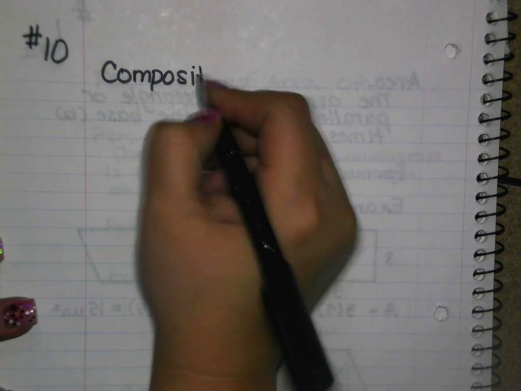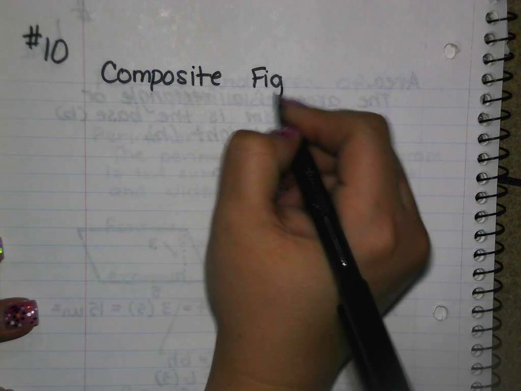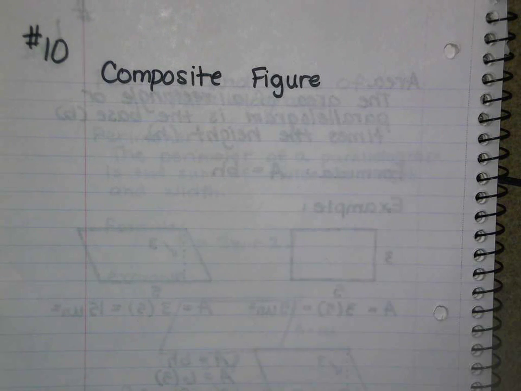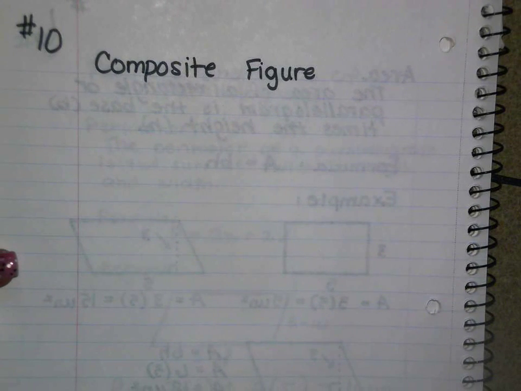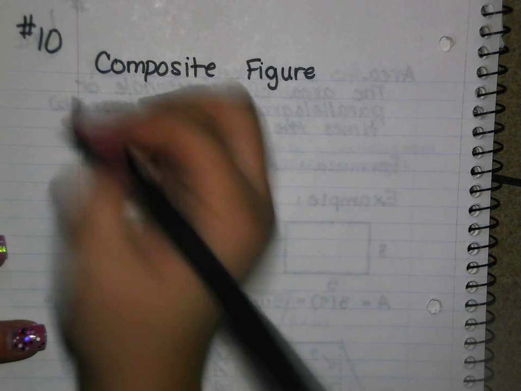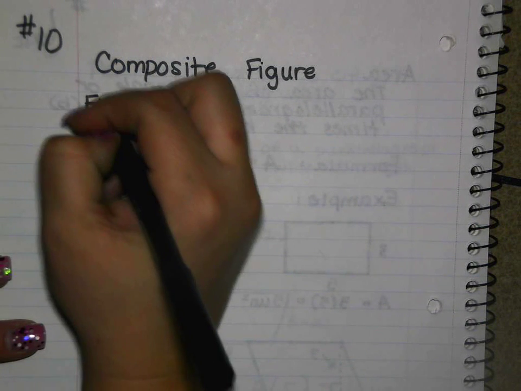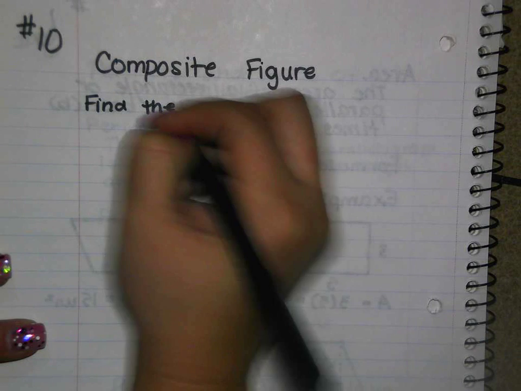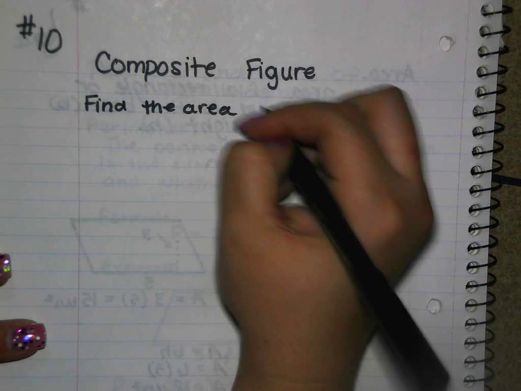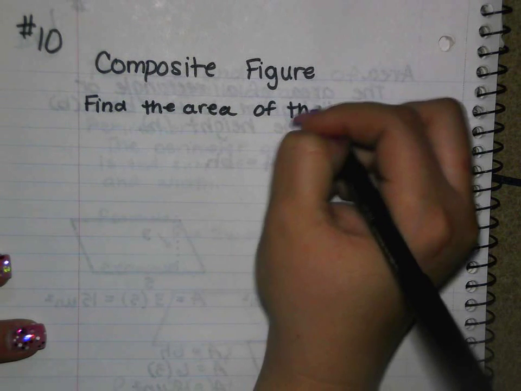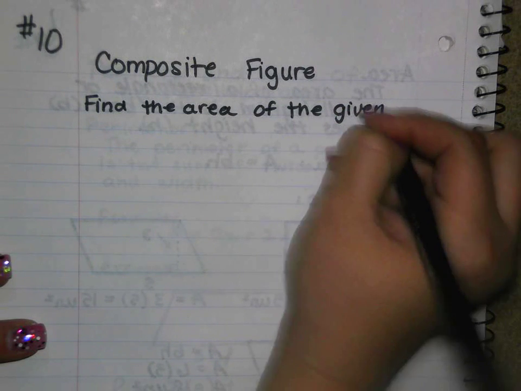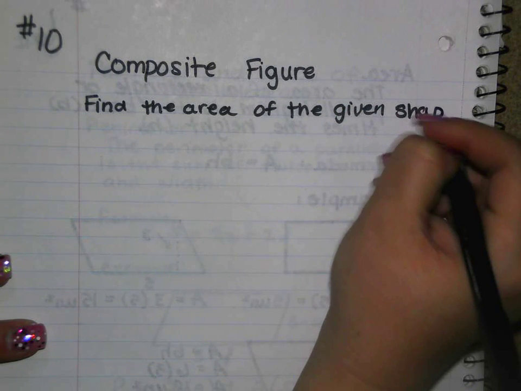And 10 is going to be talking about composite figures. Basically, composite figures are different types of figures that are made up of more than one two-dimensional shape. Let me show you, we're going to do this all by example. So we're going to say find the area of the given shape. Okay, and these are going to be somewhat irregular.